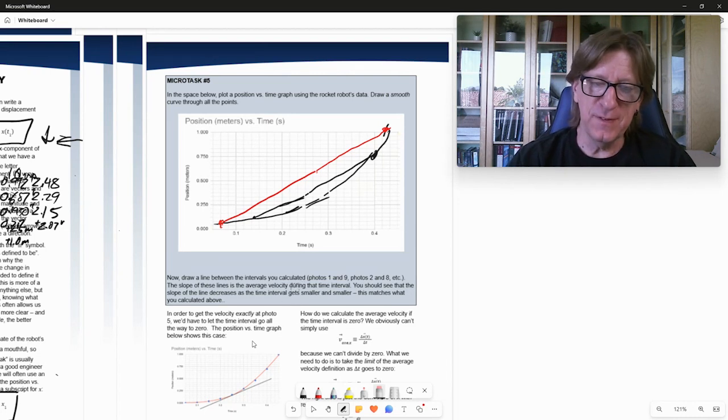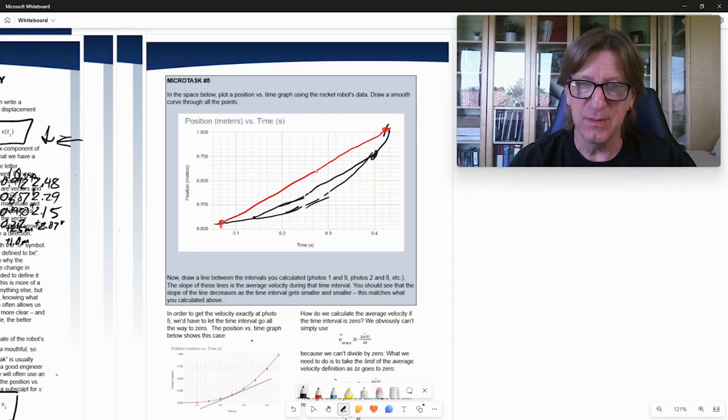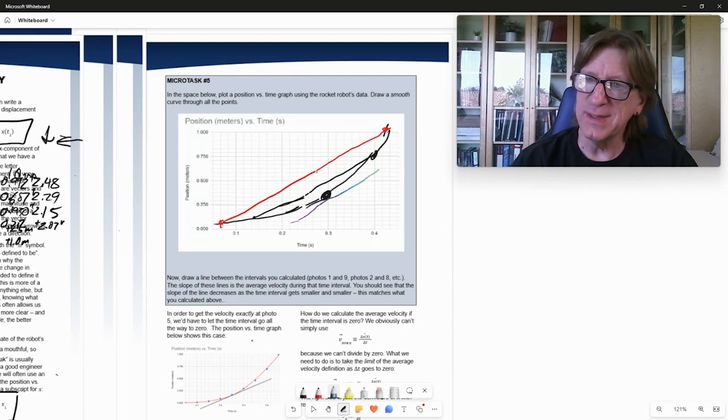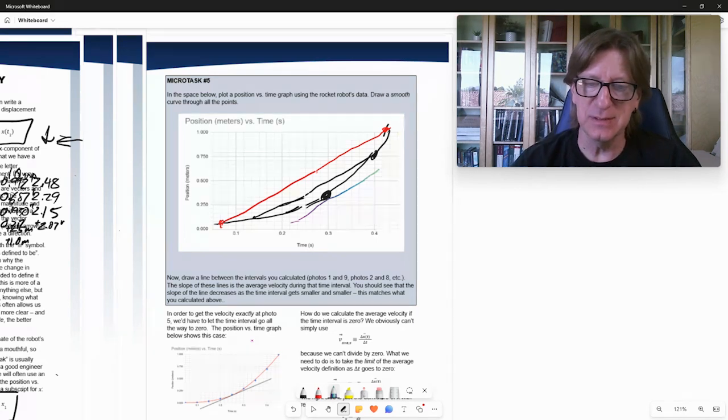So eventually, in order to figure out what that slope is at the specific point 5 for photo 5, which maybe is right here, I would have to have a line, we'll do this in another color, that looks like this, that only touches it in one point. Well, that's called the tangent of the line at that point, the tangent of the curve at that point. And hopefully you remember from calculus, there's a way that we can actually calculate that.